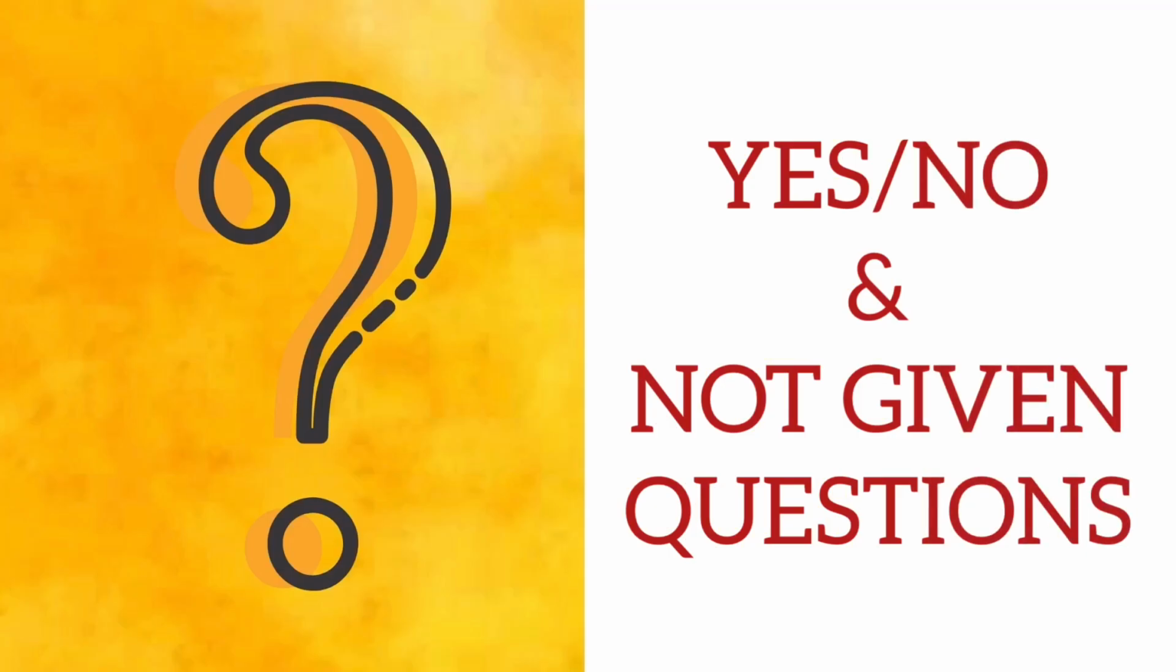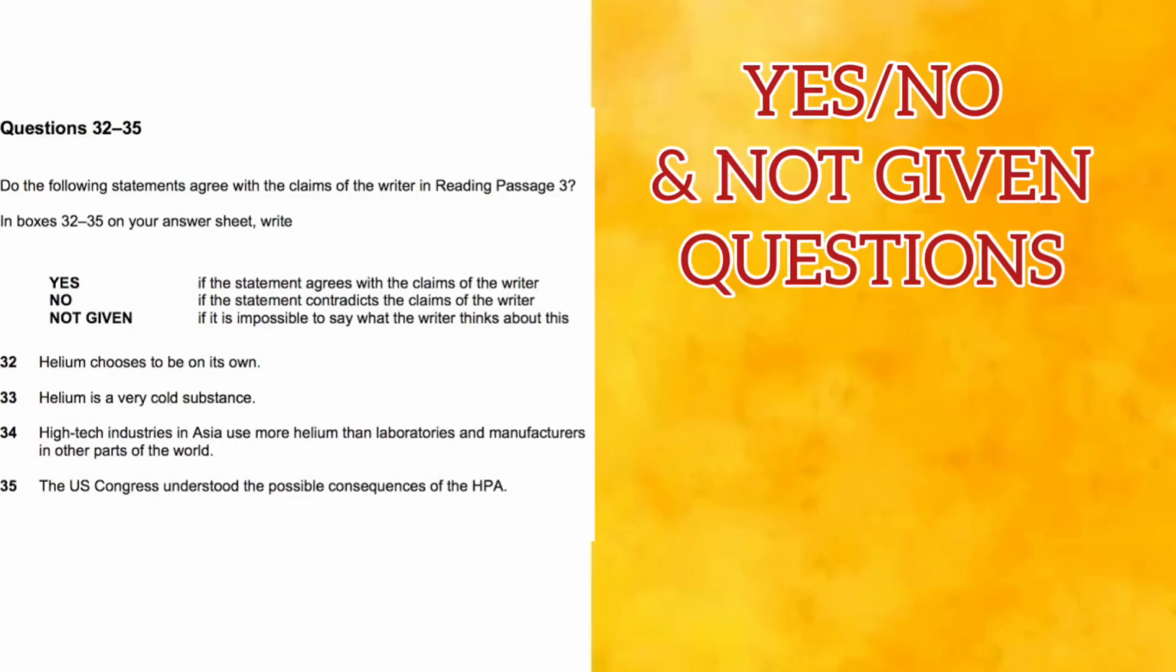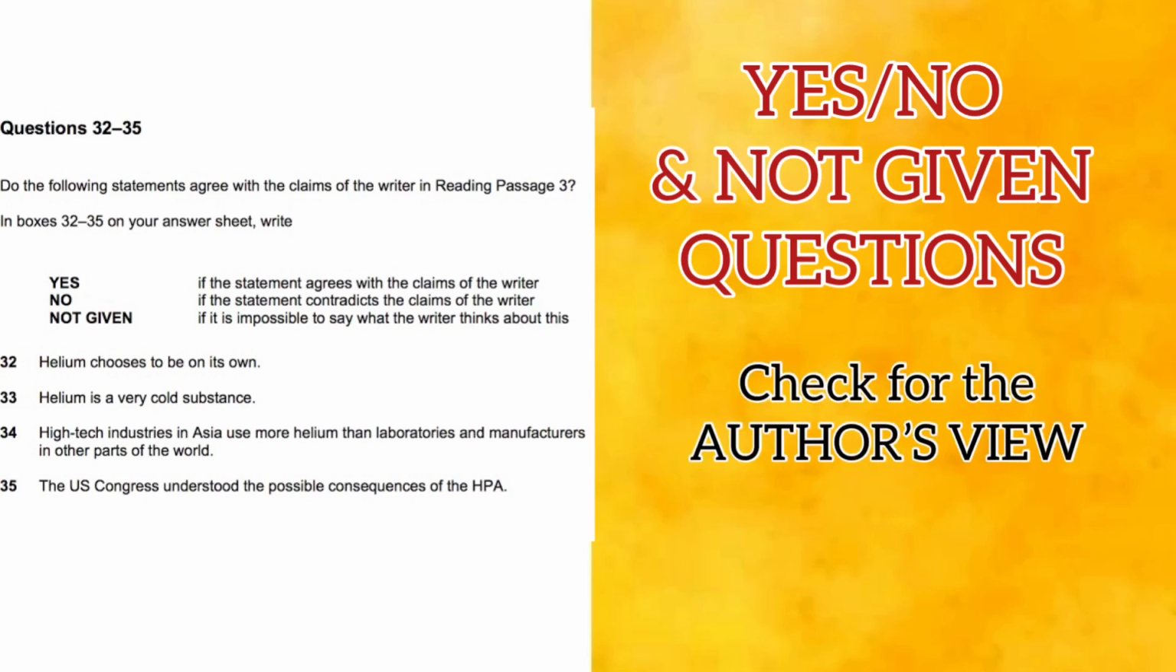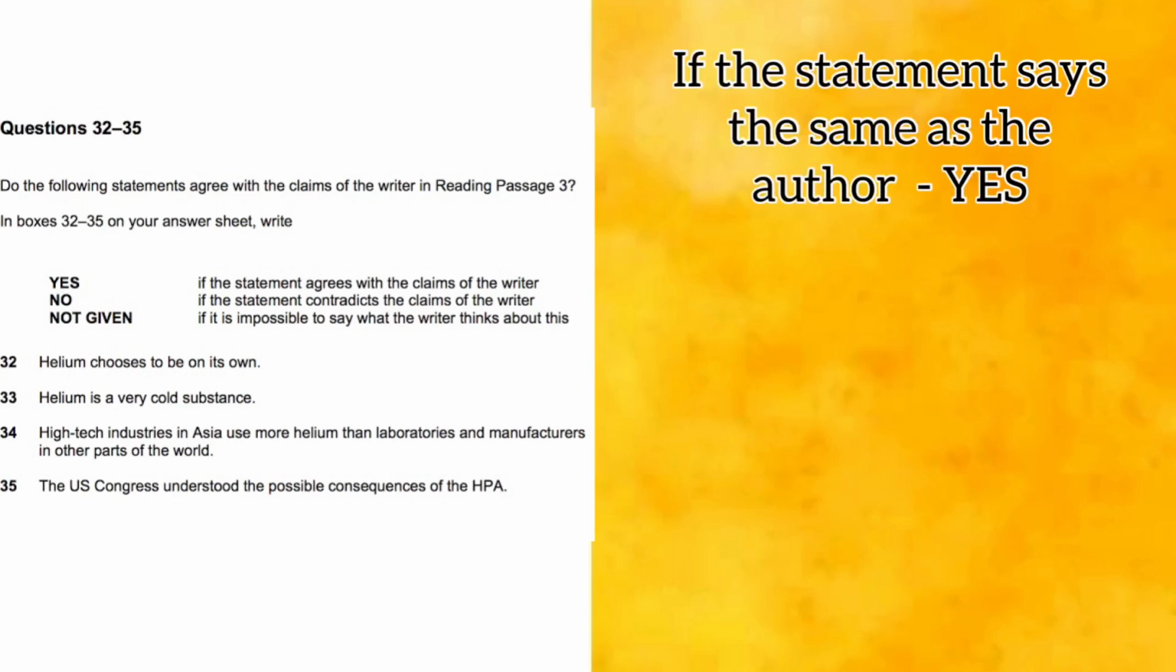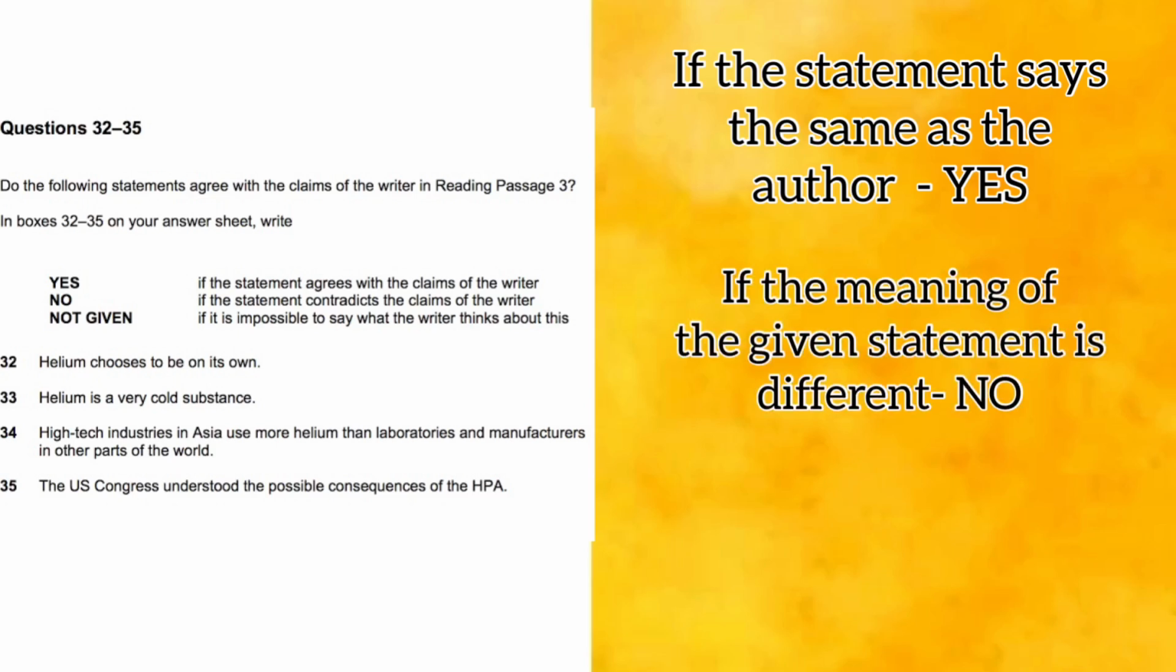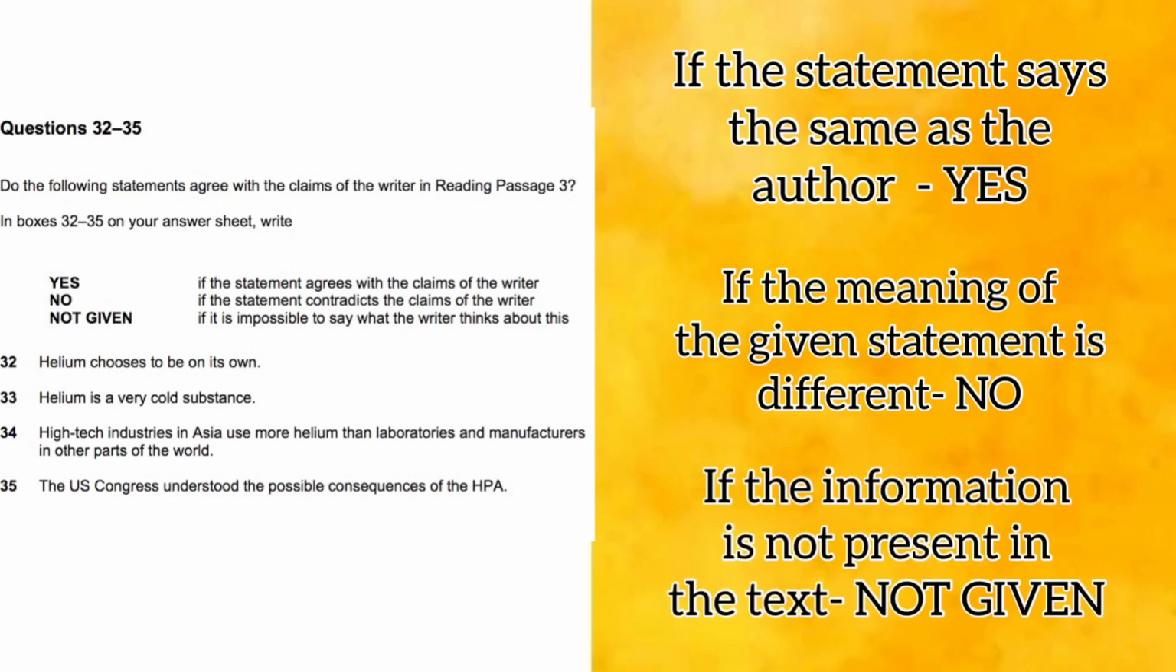The third type of questions is yes, no, and not given. These type of questions ask you to check for the author's view. If the statement says the exact same thing as what the author says, well, then the answer is yes. If the meaning is different, then the answer is no. And if the discussed information is not present in the text, then the answer is not given.